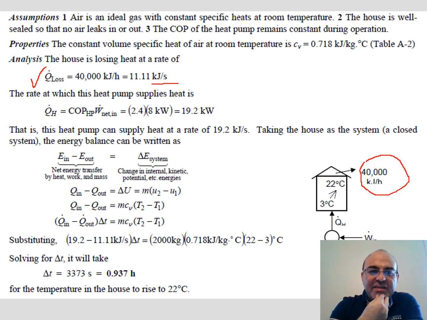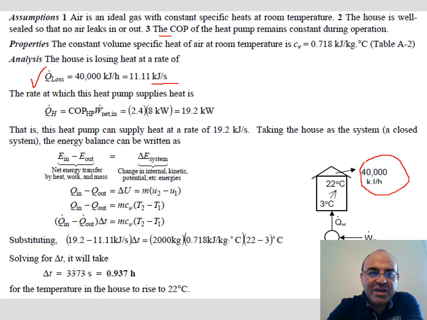So based on the given information, the COP is given. So one assumption here is that we assume that the COP of the heat pump remains constant during the operation, because the COP may actually change during the initial startup. The COP may be different from the steady operation, but here we assume that COP is constant.